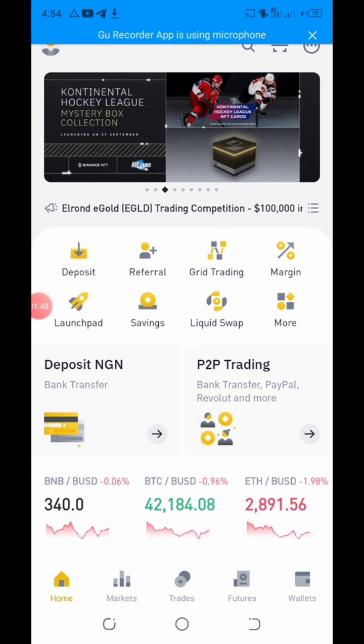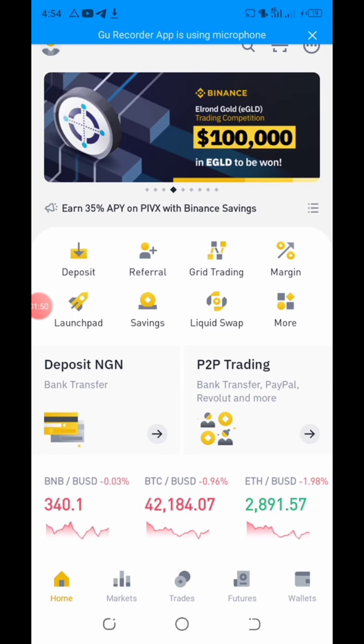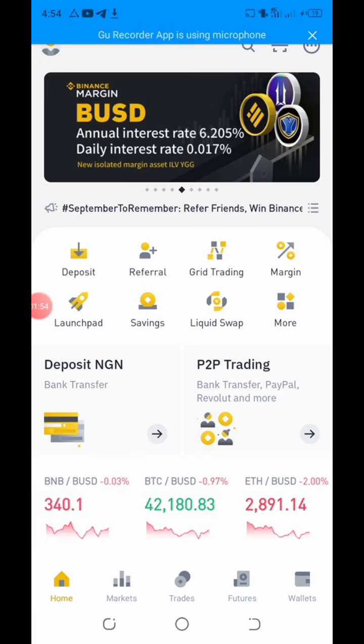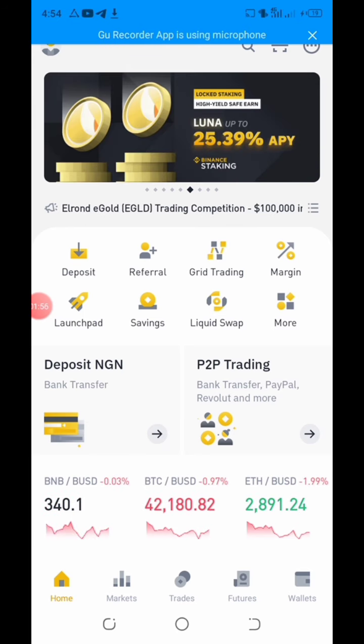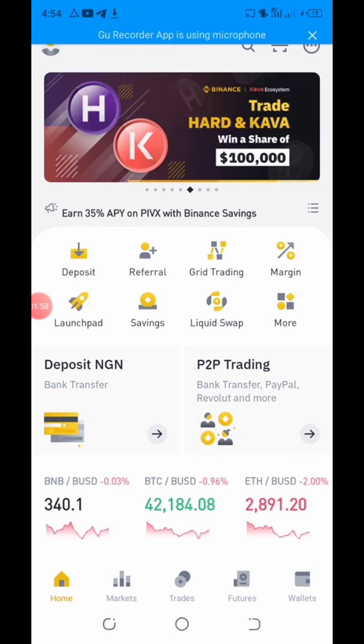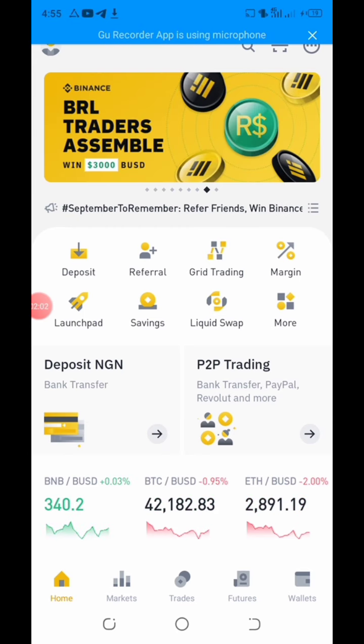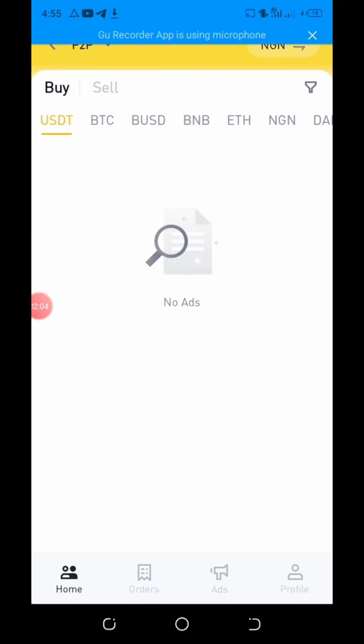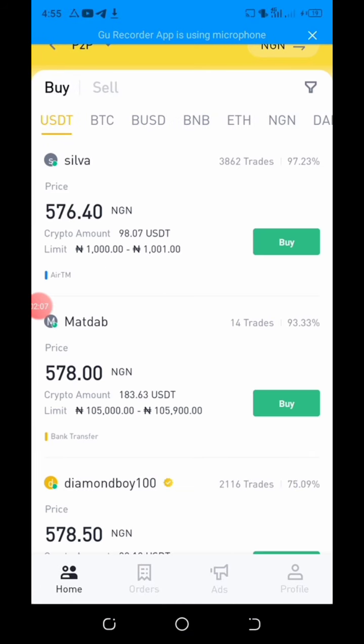Okay, so this is the Binance app. What we do is that we send payment through Kuda while buying crypto. Now, I shared 3 strategies on my YouTube recently. The first strategy I shared on my YouTube involves transaction charge, number one.